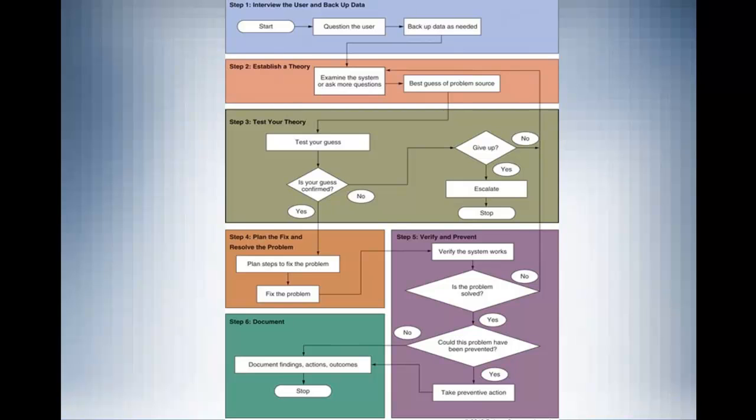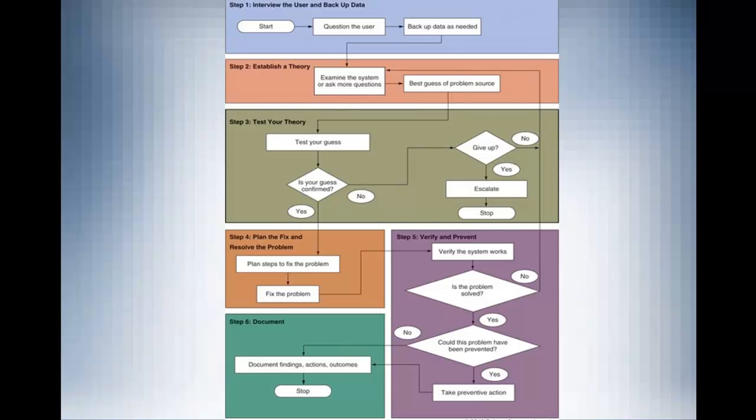So once you've tested your theory, now we want to move into step 4 here in our diagram, and that is to plan and fix and resolve the problem. So plan the steps to fix the problem, and then see if that fixes your original problem. Remember, you're only fixing one problem at a time here.